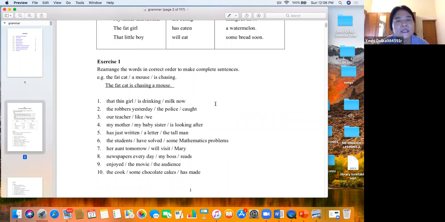Rearrange the words in correct order to make a complete sentence. For example, the fat cat, a mouse is chasing. So you put it in correct order: The fat cat is chasing a mouse. Subject, verb, object.